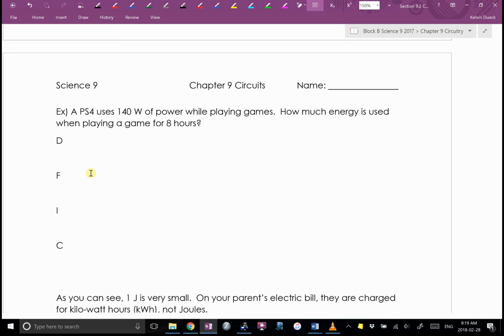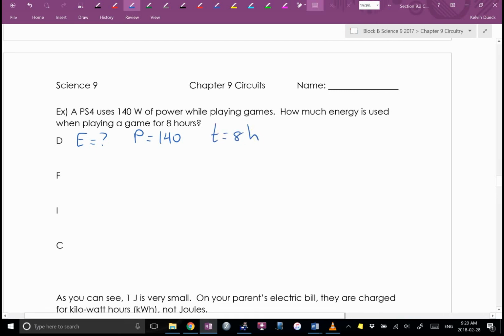How much energy is used when playing a game for 8 hours? Quentin, what's this question asking me to find? Oh, what's the letter that we use for energy? E equals question mark. Okay. Quentin, what's that 140? Yeah, what is it? Power. P equals 140. What's that 8? Okay, so I'm going to write T equals 8 hours.